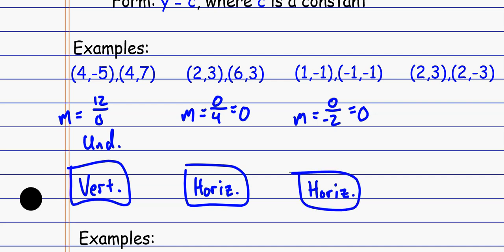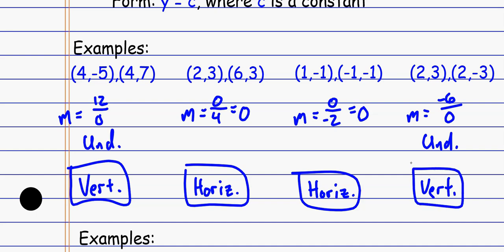And then if I look at this guy, the y value, change in y over change in x, the y value went from 3 to -3. It went down 6 units. The x value didn't change, so that's a change of 0. So that's undefined, which makes this a vertical line. Okay? So that's the idea behind slope.